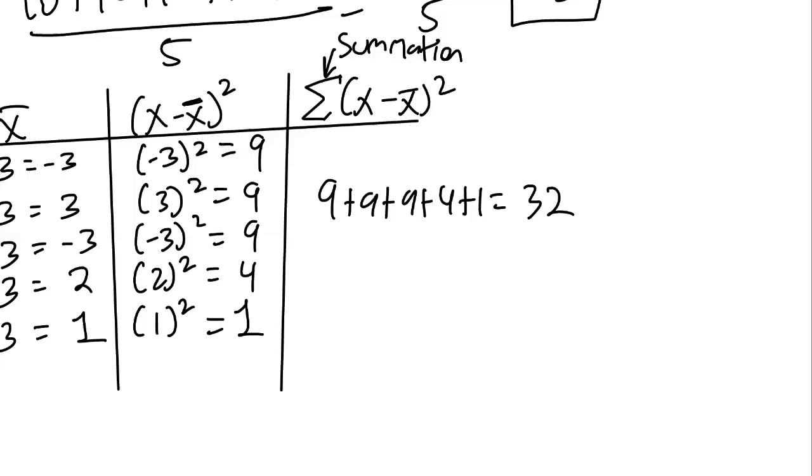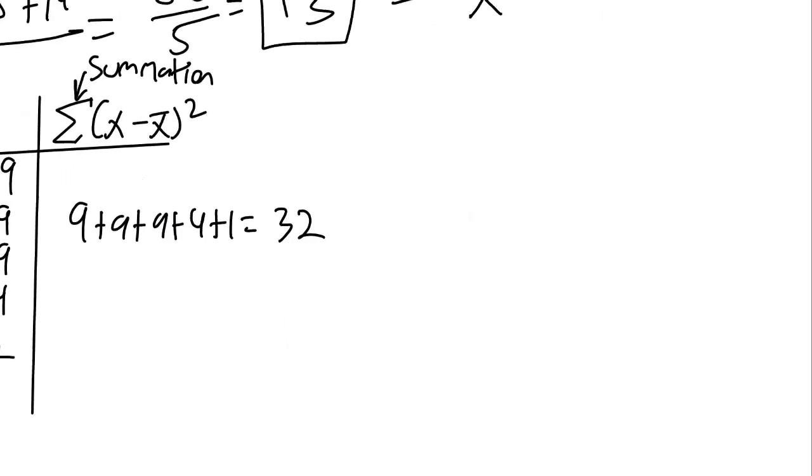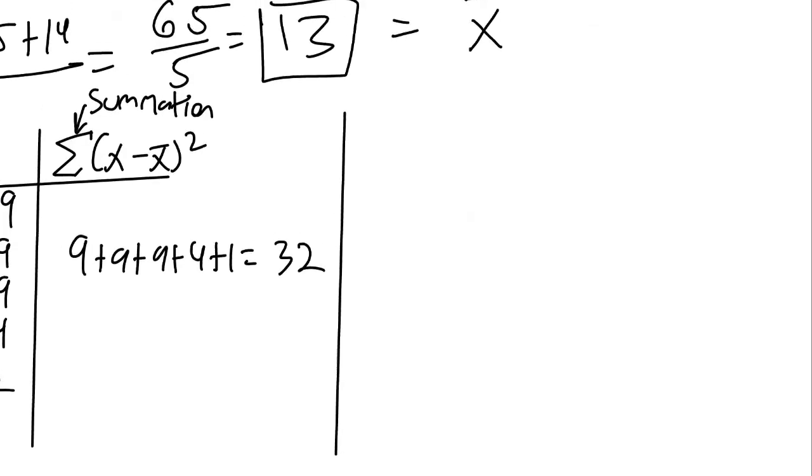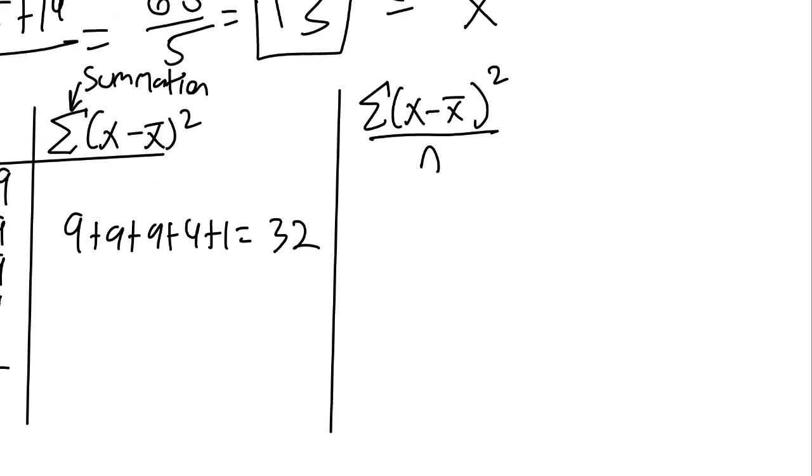So once you find the summation, you are going to take that number and divide by how many there are. You're pretty much taking the average. So you're going to take the number 32 and divide it by 5.